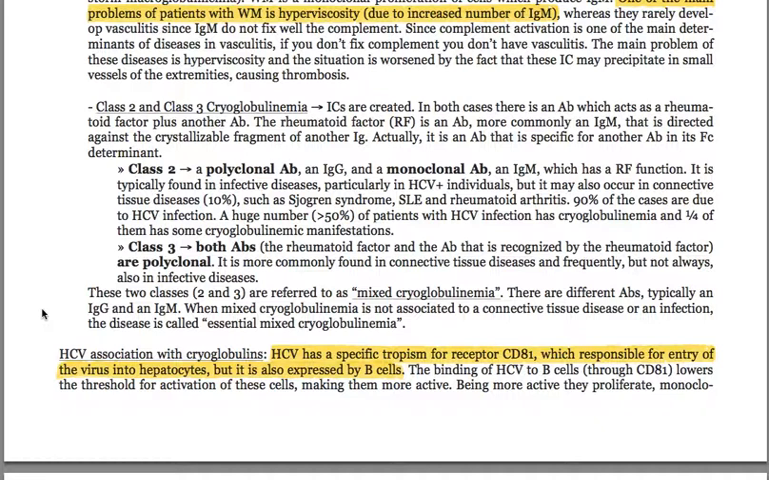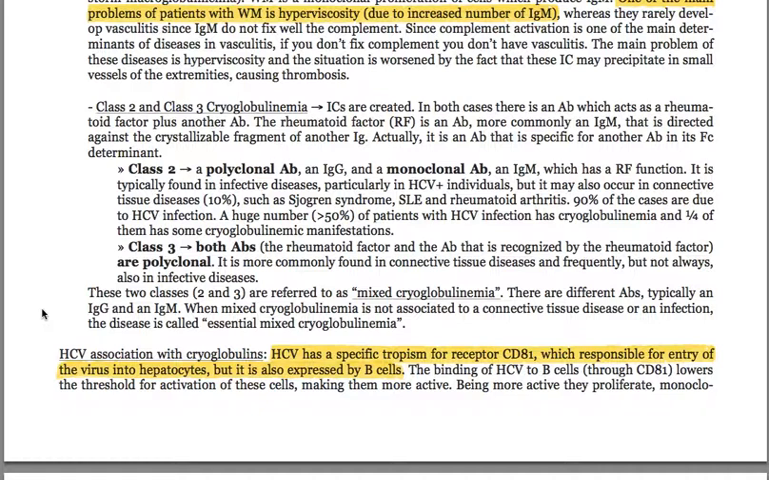A huge number, more than 50% of patients with HCV infection, has cryoglobulinemia, and 1/4 of them has some cryoglobulinemic manifestations. Class 3: both antibodies, the rheumatoid factor and the antibody that is recognized by the rheumatoid factor, are polyclonal. It is more commonly found in connective tissue diseases and frequently, but not always, also in infective diseases. These two classes, 2 and 3, are referred to as mixed cryoglobulinemia.